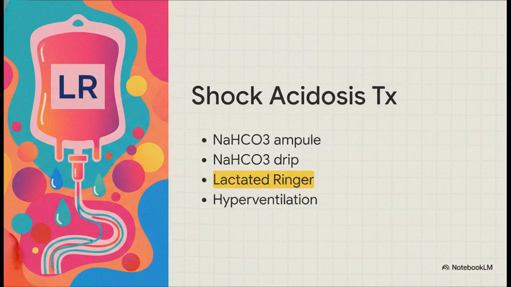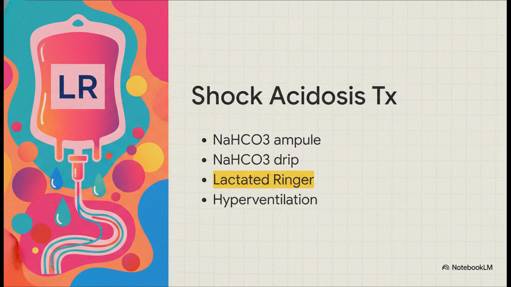Question 30 gives us a trauma patient, a motor vehicle accident victim in hemorrhagic shock. They have an arterial pH of 7.25, a PCO2 of 25, and a bicarb of 15. What's the best treatment for this patient's metabolic acidosis? The answer is C, lactated Ringer's solution.